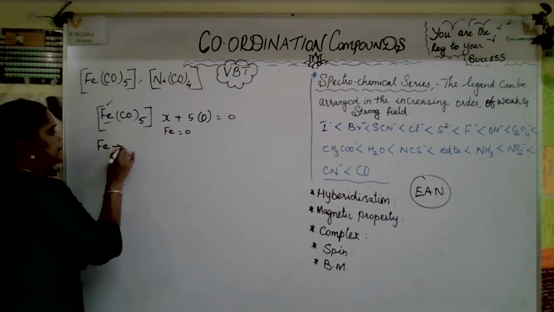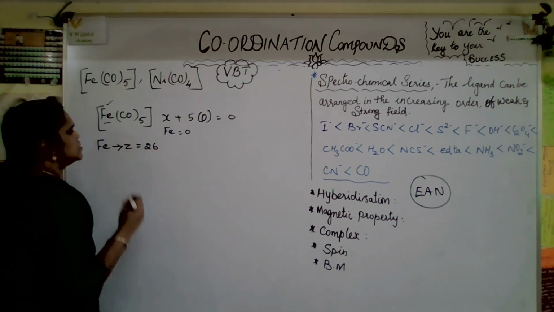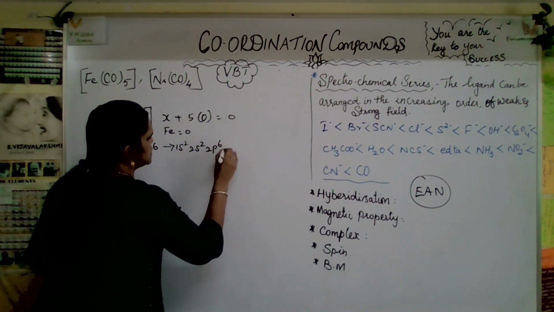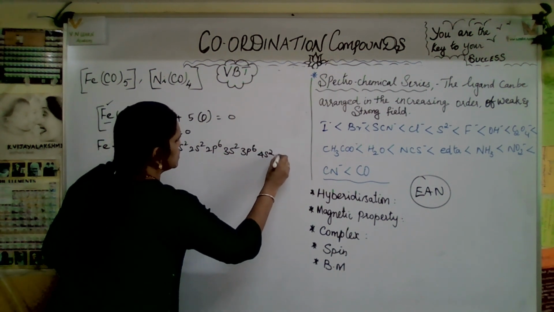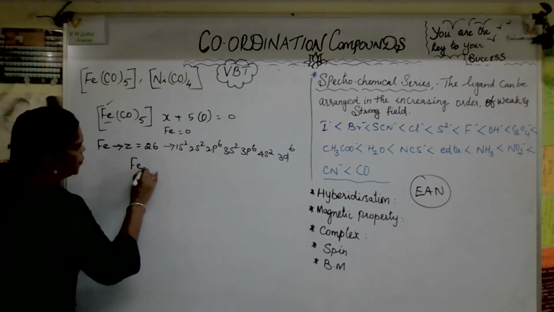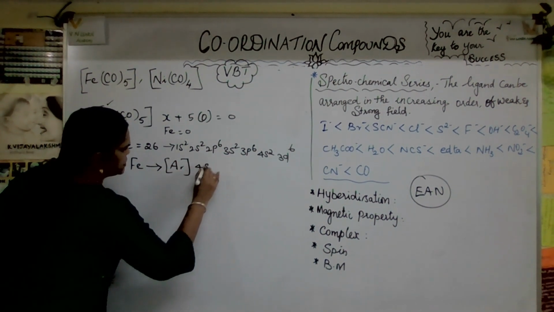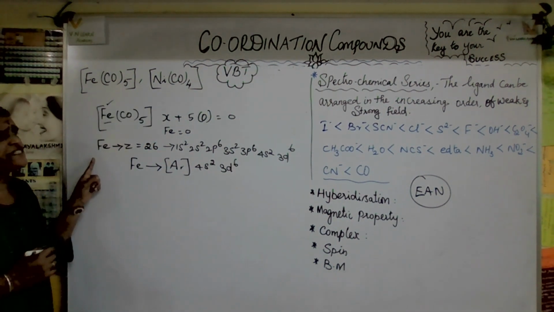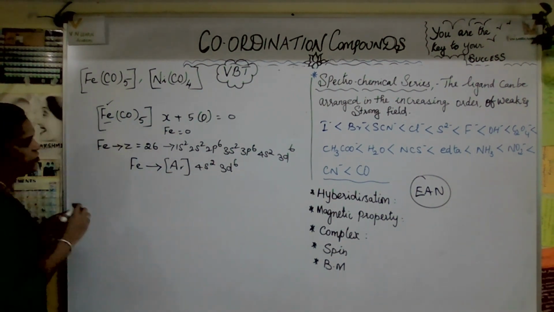Now let us find the electronic configuration. Fe has atomic number Z equal to 26. So 1s2, 2s2, 2p6, 3s2, 3p6, 4s2, 3d6. We can write Fe as [Ar] 4s2 3d6. This is a neutral complex, so there is no losing or gaining of electrons.